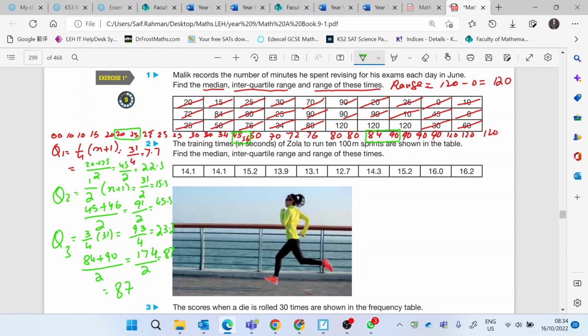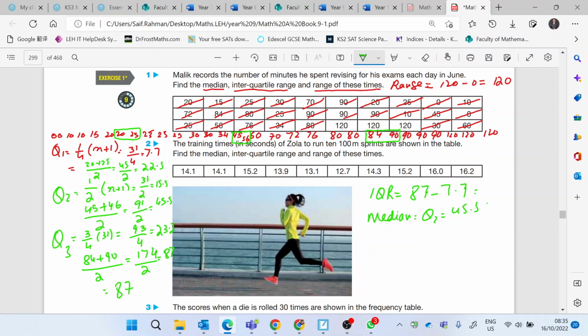Okay, so now IQR, interquartile range, is Q3 minus Q1. So 87 minus 7.7. Okay, so this should give you the IQR, and median is actually equal to Q2, and that is our 45.5. So this is the answer of this question, right?